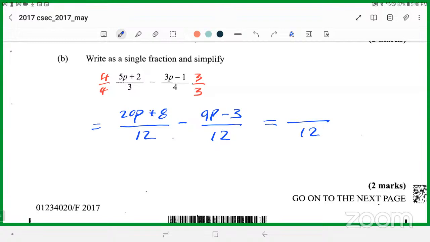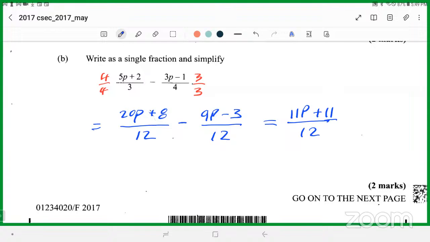All right. So that's 20 minus 9 is 11. So that's 11p. So the tricky part here now: 8 minus a negative 3. Minus minus will give you a plus. So you get plus 11. Very good. Plus 11. And that is it.